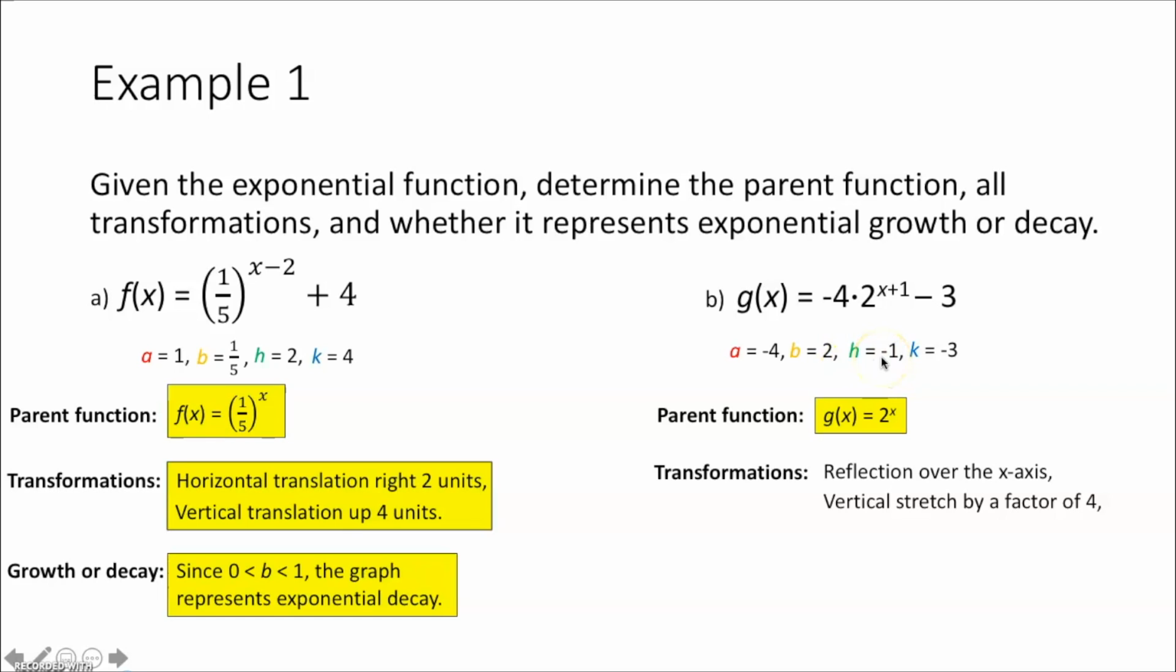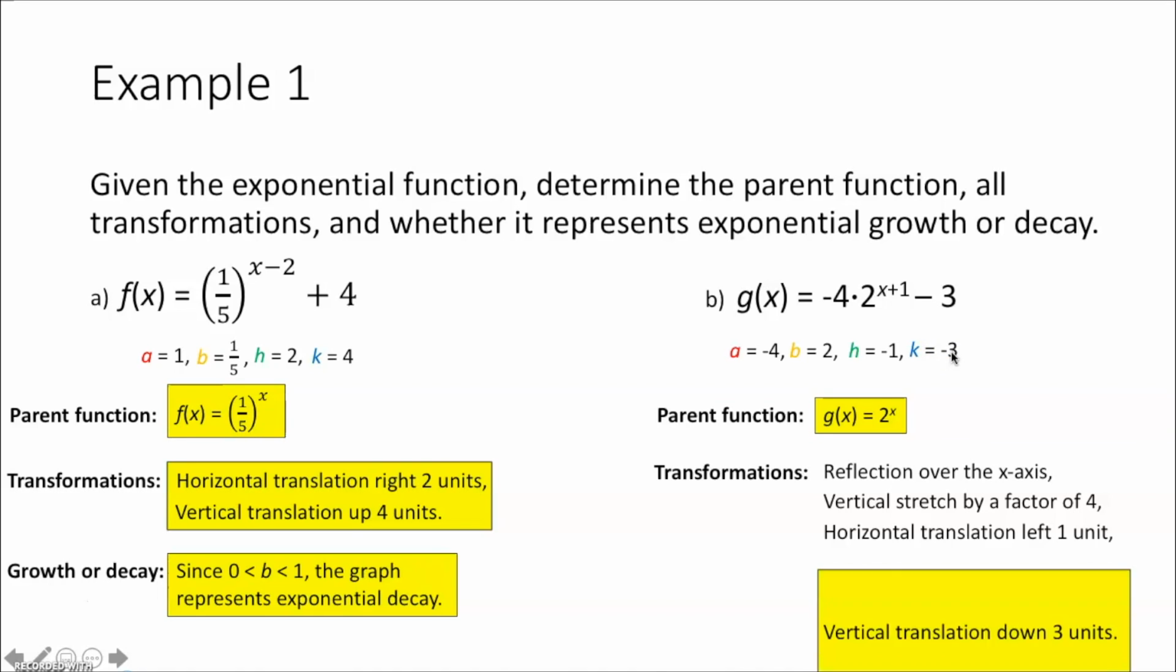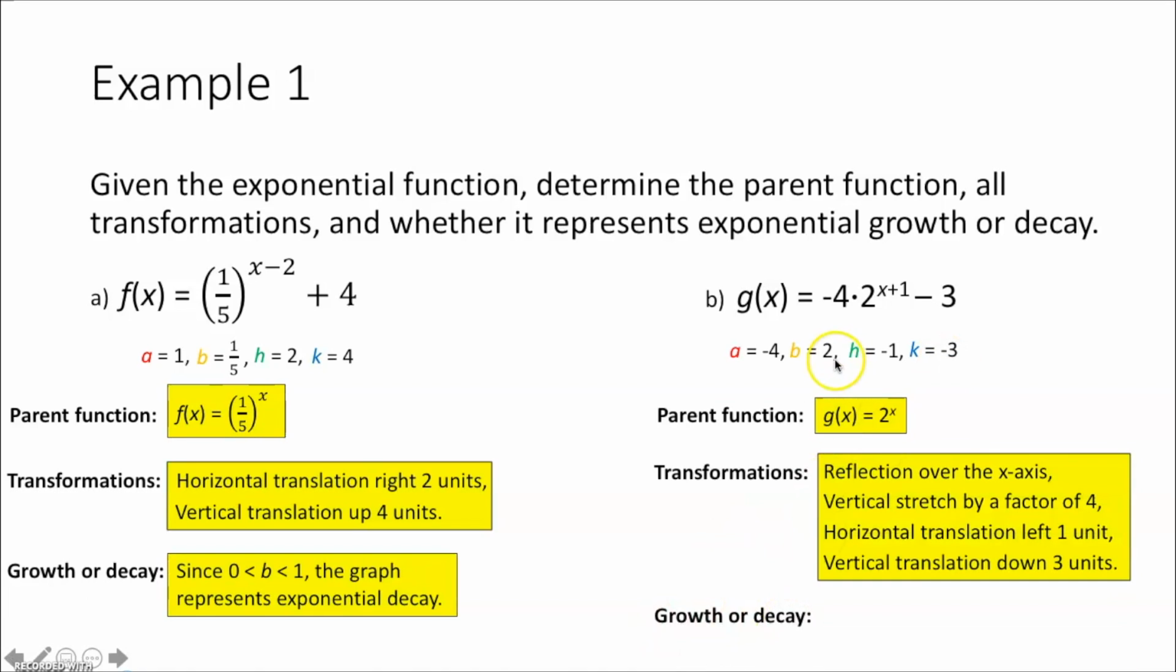The h value, what does that tell you? Well, h is -1. That means it's going to be a horizontal translation to the left 1 unit. And then since your k value is -3, that's going to be a vertical translation. It shifts your graph down 3 units. So it's going to be a vertical translation down 3 units. Lastly, growth or decay. We look at our b value. It's 2. That is a number that is greater than 1. Therefore, your graph is going to represent exponential growth.